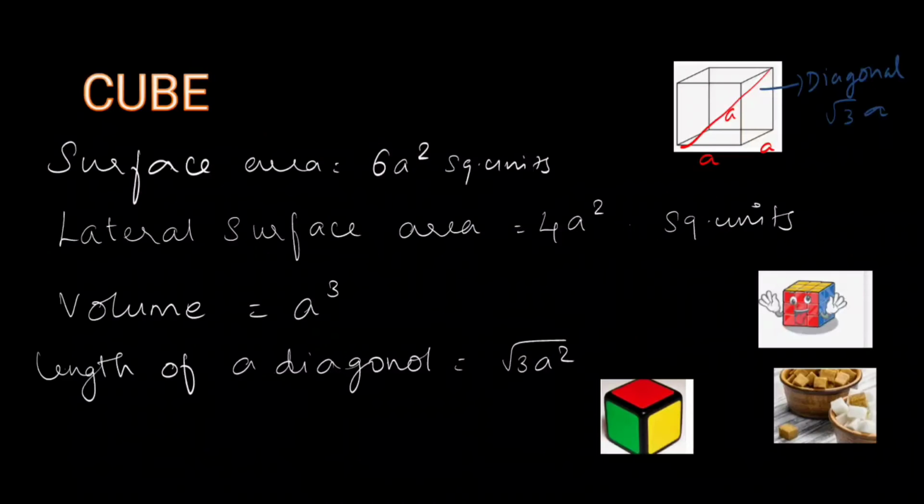Next, moving to a cube. A cube is nothing but a square raised to the length of its side. So a cube has 6 squares to form this three-dimensional figure. So there are again lateral surface area, total surface area and the volume. The lateral surface area is just the four faces of the cube, that is 4a², where a² is the area of each square.